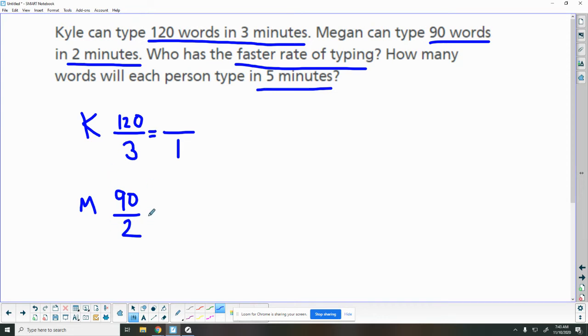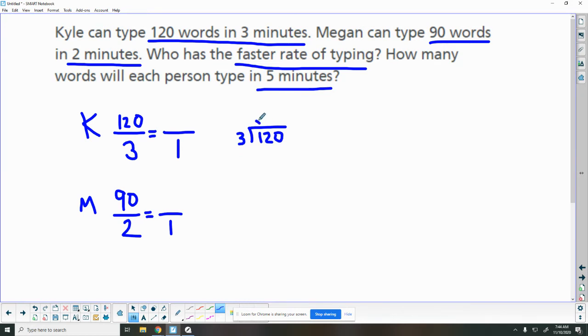Minutes is always on the bottom because we're trying to find the rate for each minute. And we're trying to find her 1 here. So to get from 3 to 1, we're going to divide by 3. So this one is 120 divided by 3. Whatever you do to the bottom, the denominator, you have to do to the numerator on top.